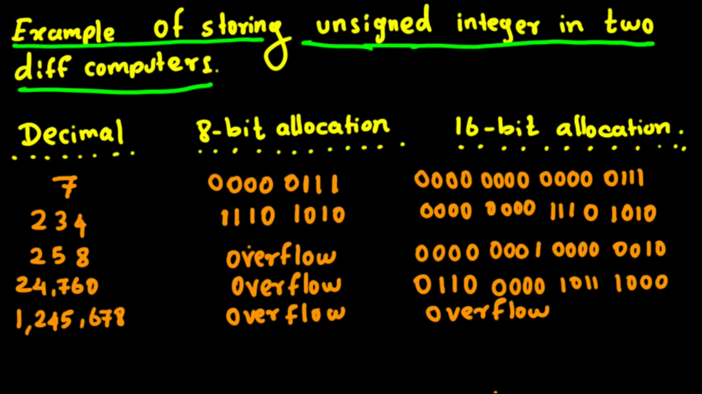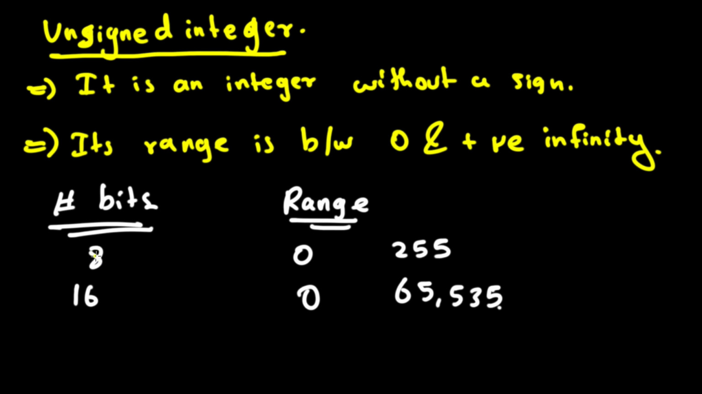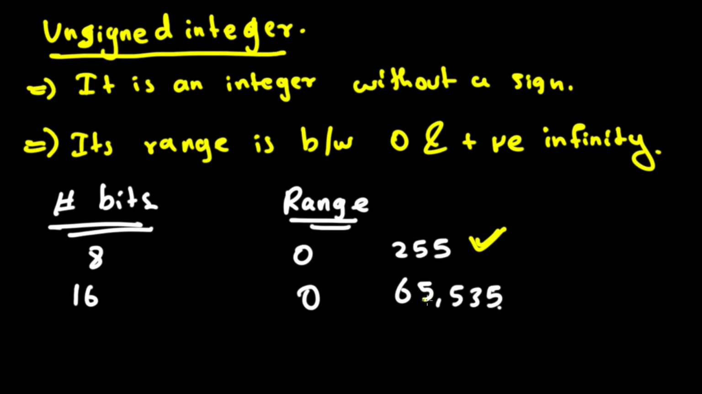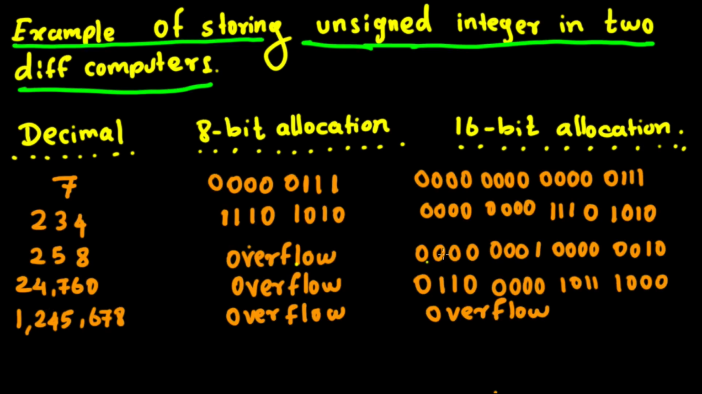Now let's look at some examples of storing decimals in memory locations. 7 we can store in an 8-bit allocation, and also in a 16-bit allocation. 234 we can store in 8-bit allocation and 16-bit allocation. But if you look at 258, it says overflow for 8-bit allocation. Why is that? For 8-bit allocation, the maximum allowed range is 255, and here this one is 258. So it's above the range. That's why it's overflow. But for 16-bit allocation, the maximum range is 65,535. That's why it's allowed.